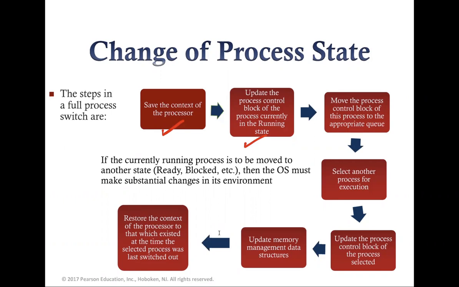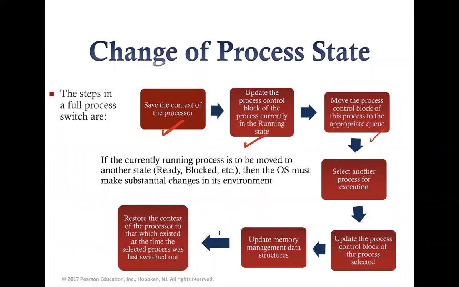Other relevant fields must also be updated, including the reason for leaving the running state and accounting information. And then the operating system would need to move the process control block of this process to the appropriate queue, because now we are moving from one state to another state. So it could be running and then it goes to blocked based on an event, as an example.